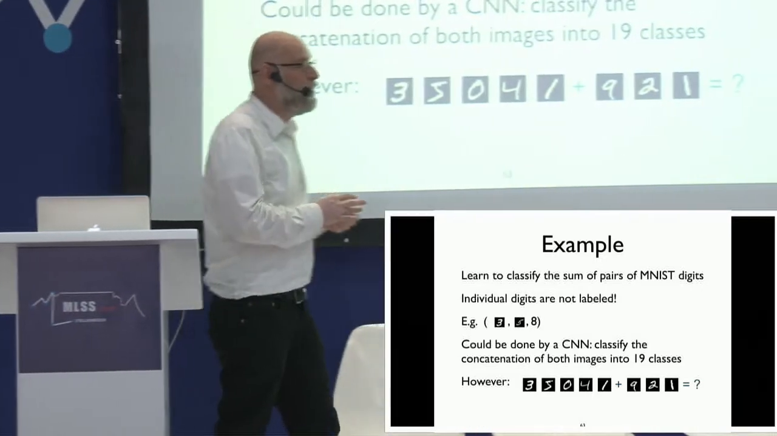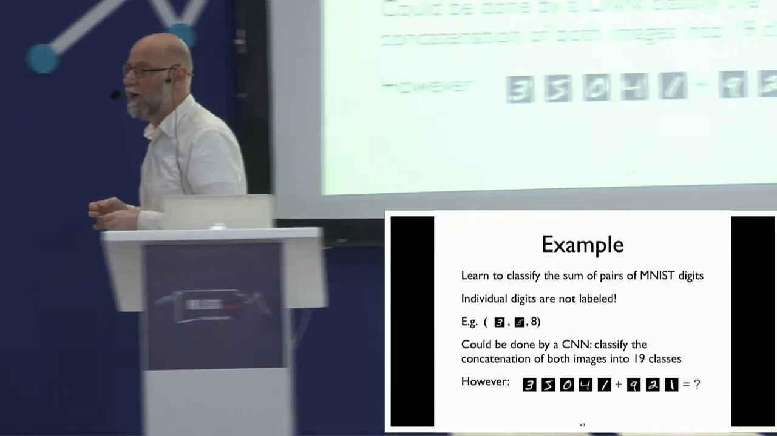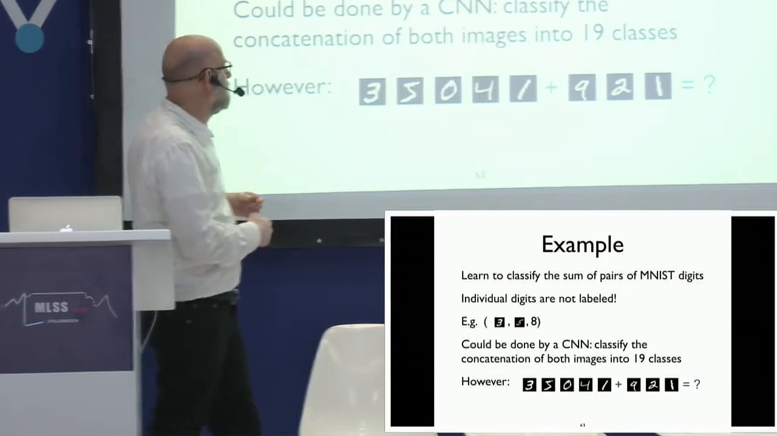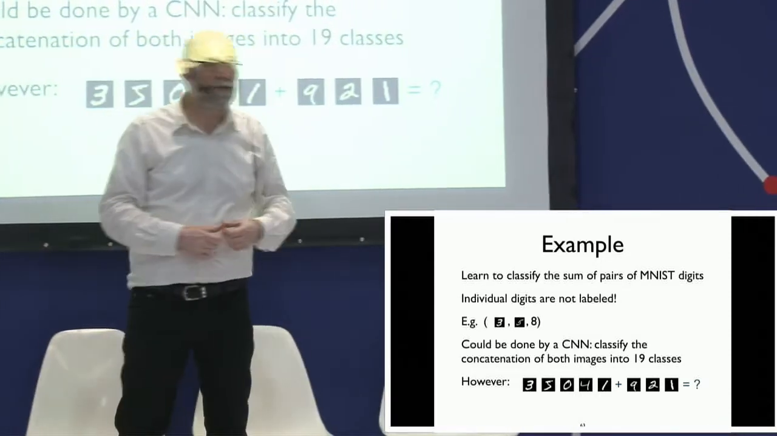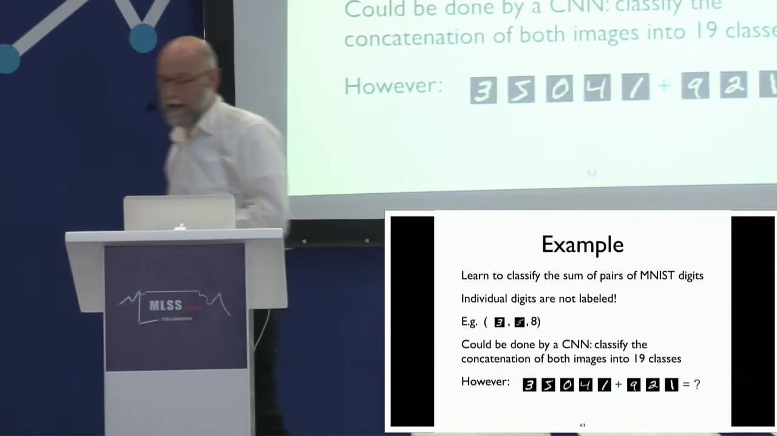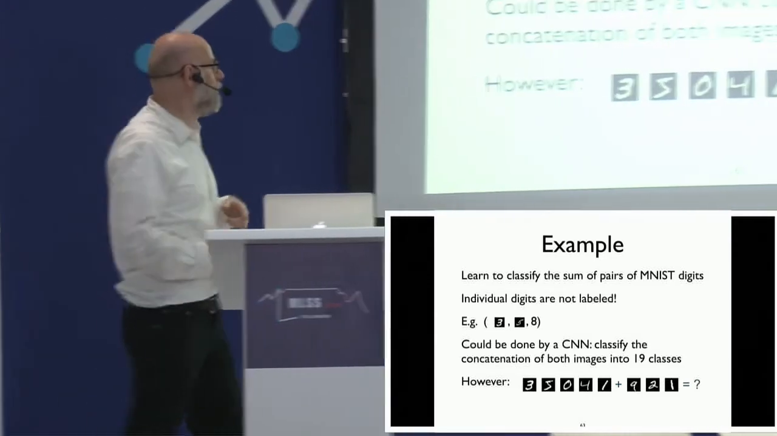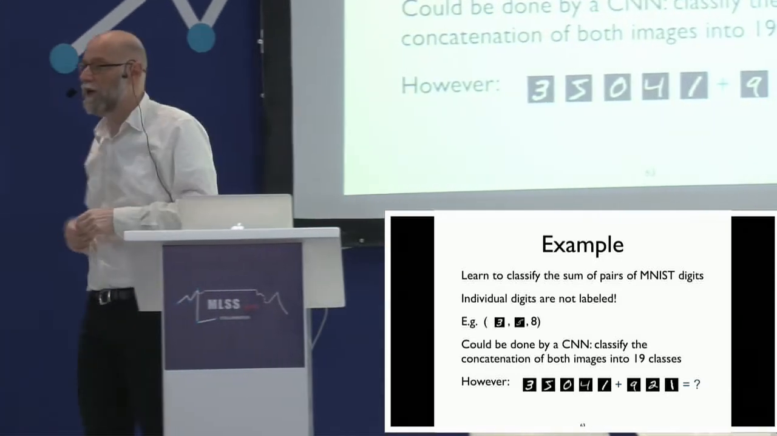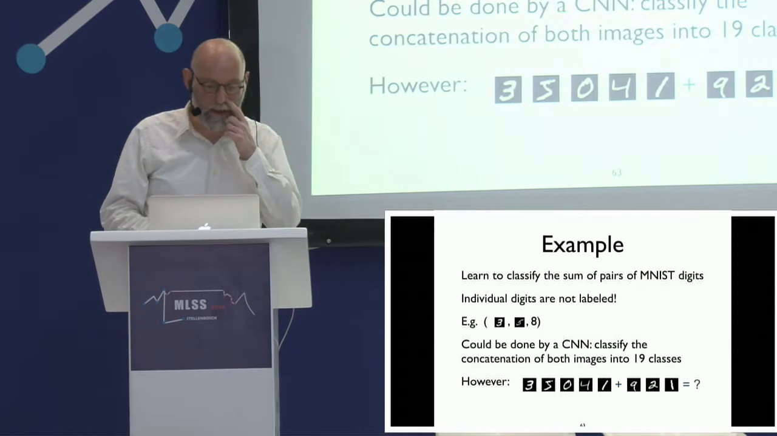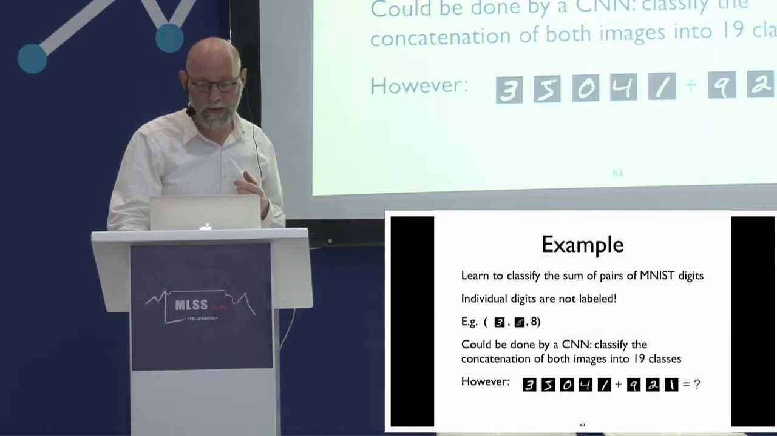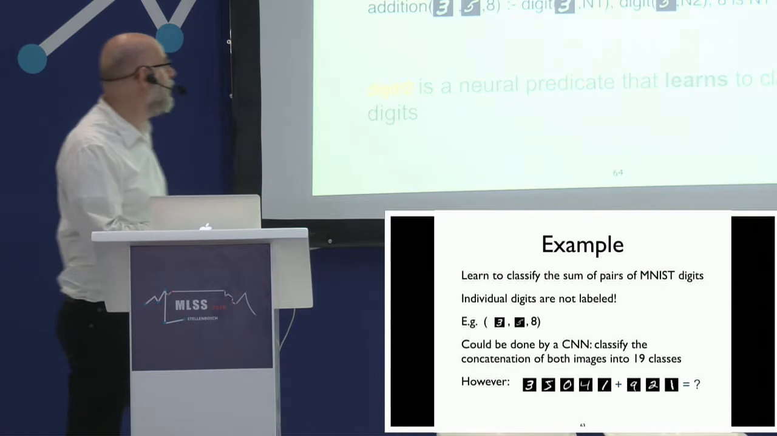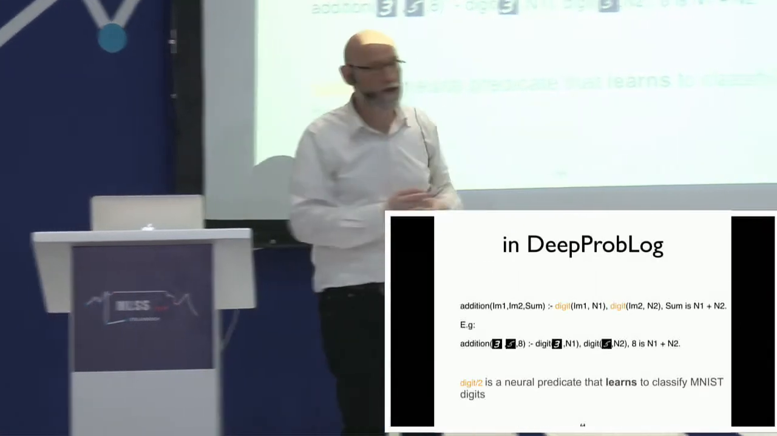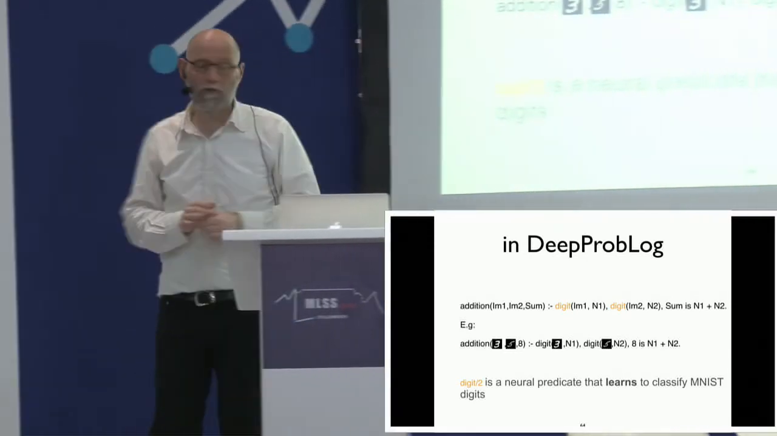Of course, this could be done with a standard convolutional neural network. You would just have to concatenate the two images, and then you would typically get 19 classes to predict, and you can do that. But the thing is that this kind of addition would be pretty much beyond the scope of the convolutional neural network, and it's very easy to do with DeepProbLog, in a sense. So here is the way that we represent this. Representing addition of these images is very easy.